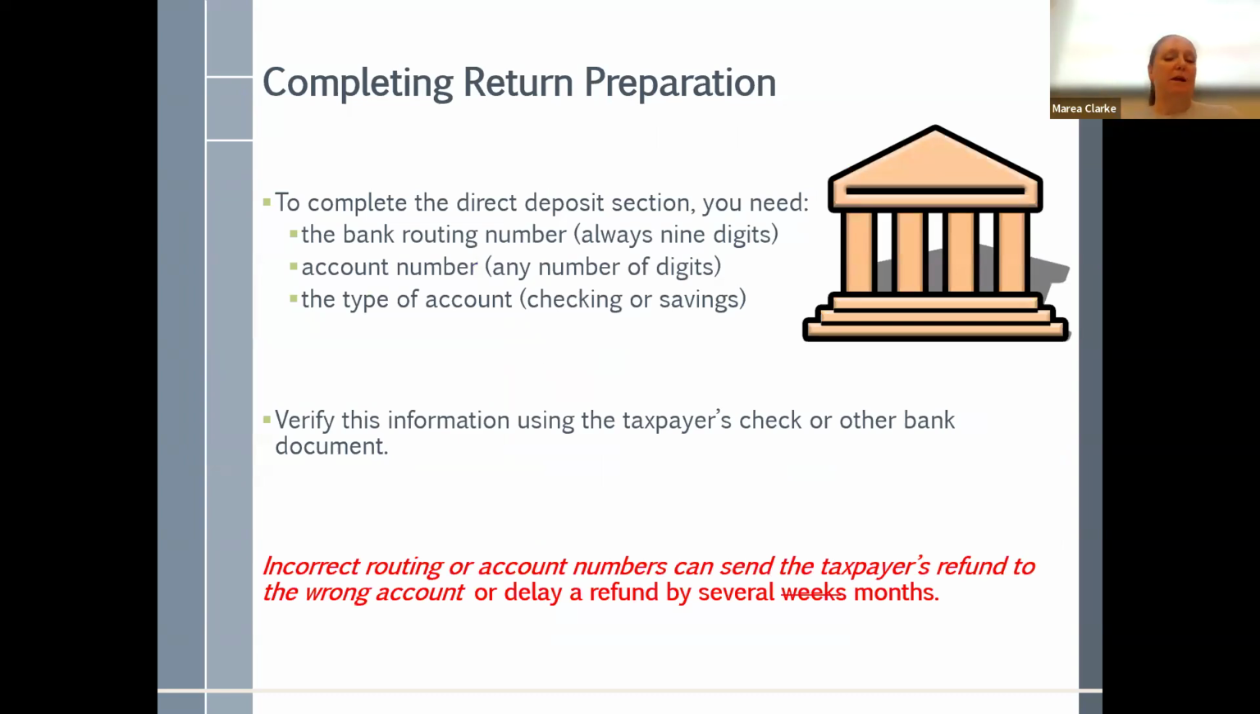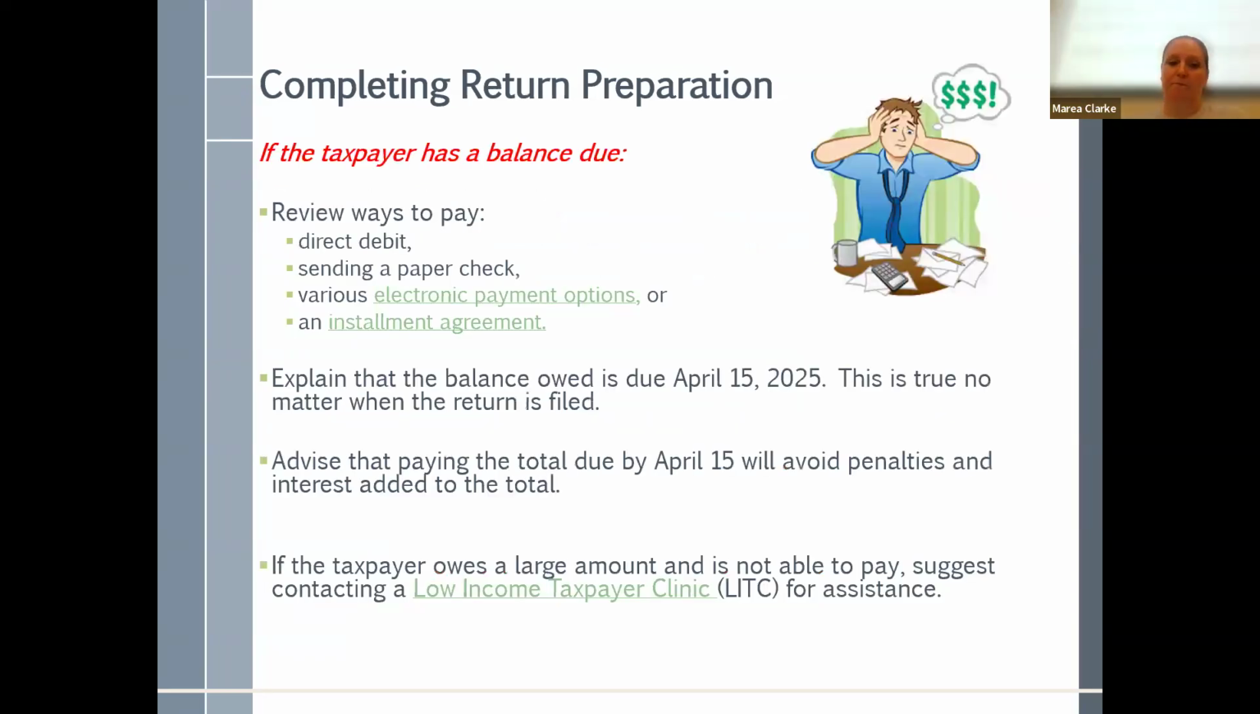For the direct deposit, bank routing number, which is 9 digits, account number, which can be any number of digits, and then checking or savings. They really want to make sure this number is correct. They say several weeks, but it's not several weeks. It is several months for them to get their money back after that. So it is painful to do. It gets done, but it's just a bit of a pain.